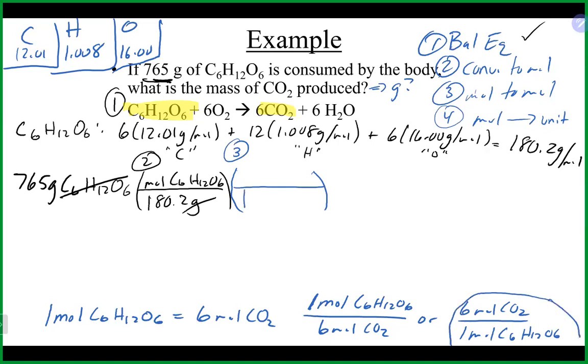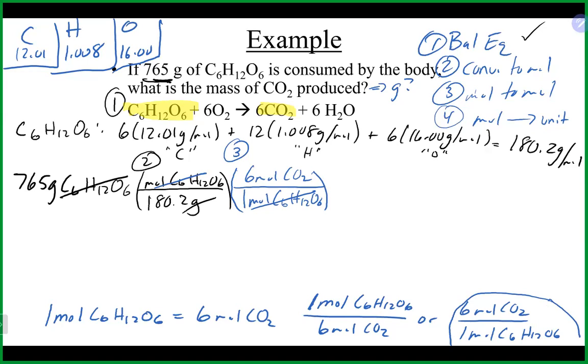And that will give us 1 mole of what we want to get rid of on the bottom, and 6 moles of what we're looking for up on top, which is the CO2 in this case, and our moles cancel. And once again, that comes from the balanced equation, and that's the big stoichiometry part of the calculation. Any questions on that?